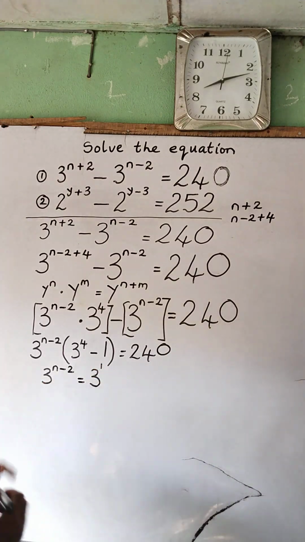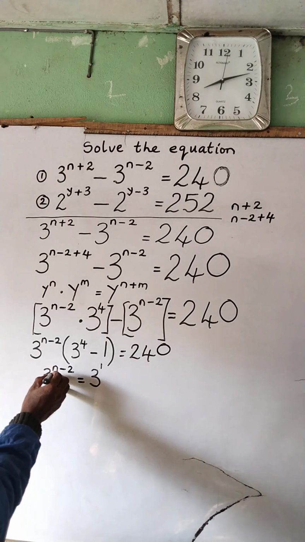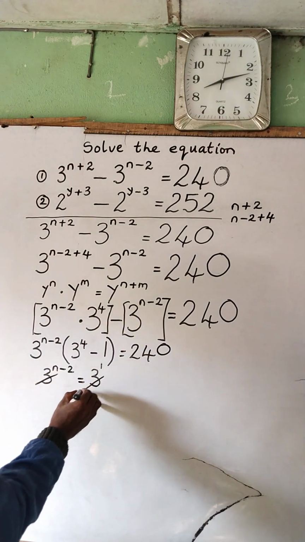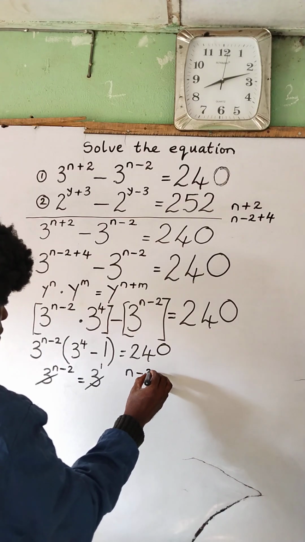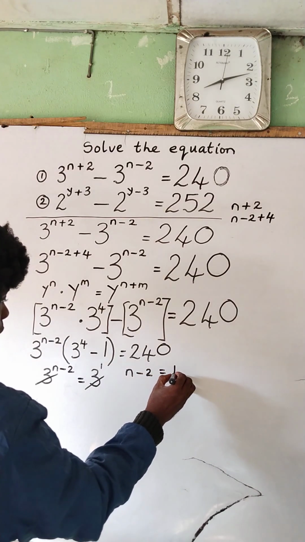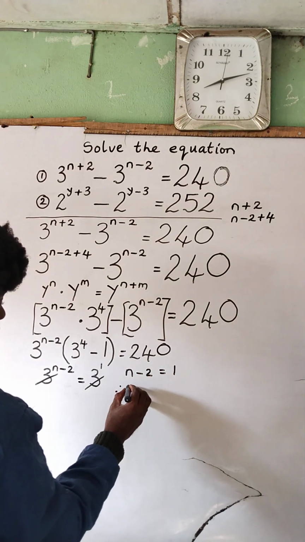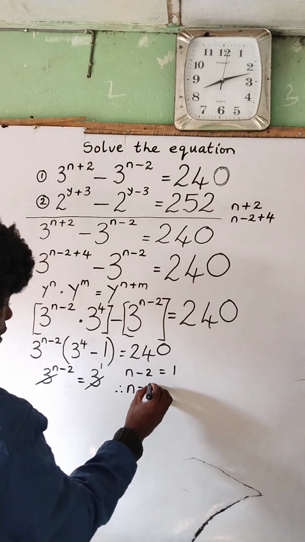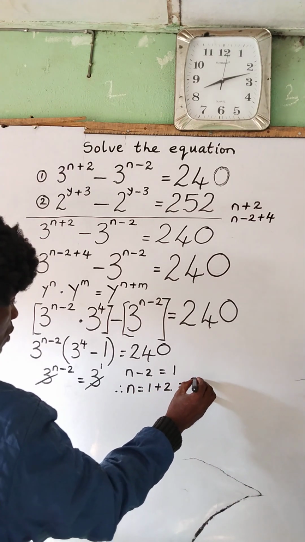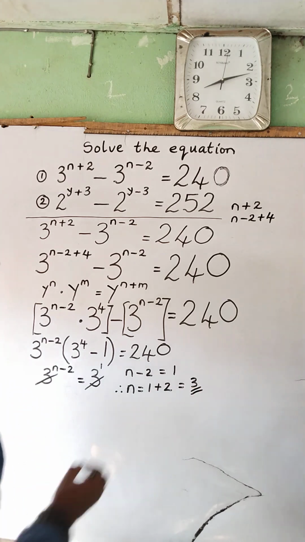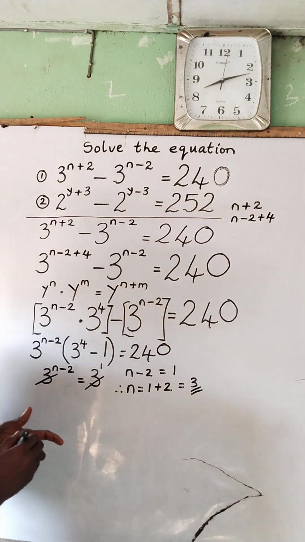Now when you look at this, you will observe that the bases are the same. So the base will cancel out. And when it does, we will now have n minus 2 is equal to 1. Meaning that the value of n is 1 plus 2. And the 1 plus 2 will give us 3. So the value of n that we are looking for is 3.